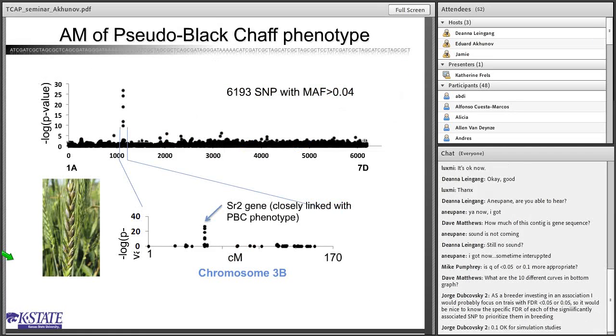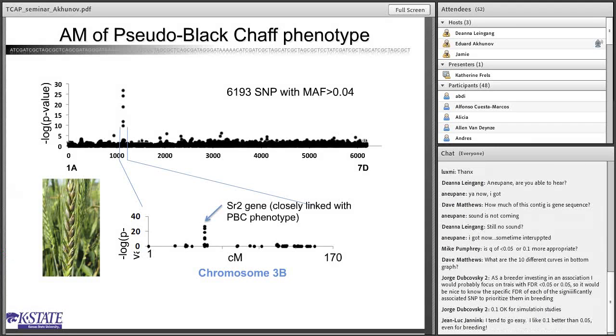So if we just took, for testing purposes, a very simple phenotype, the pseudo-black chaff phenotype, that is very easy to score, you may see that in the field you may easily go through the plot and then quickly accumulate phenotypic data. And then, of course, we also know that the pseudo-black chaff phenotype is strongly associated with the stem rust resistance gene on chromosome 3B.